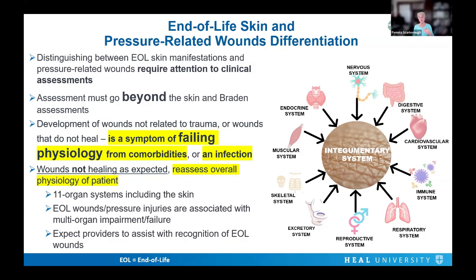So when the development of these wounds that are not related to trauma are wounds that don't heal, it's a symptom of failing physiology from our comorbidities or an infection. So we have to go back and reassess the overall physiology of that person, remembering that there are 11 organ systems, and 10 of those organ systems affect the skin. The skin is the terminal organ for how all of these other organs behave.